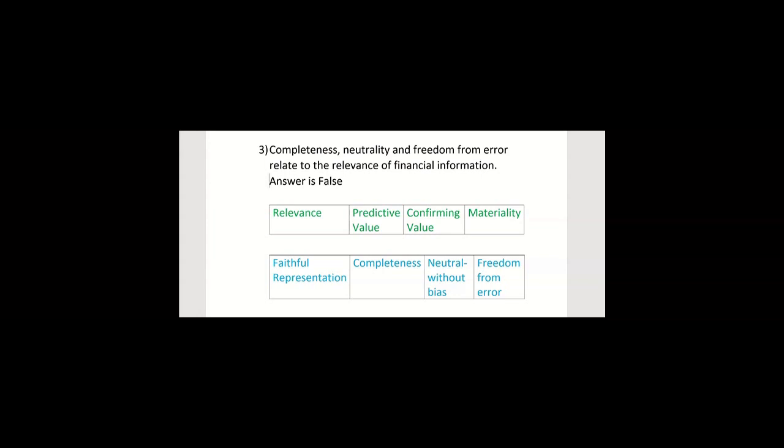So you're not only going to have to know the two primary characteristics of relevance and faithful representation, but you're also going to have to know the ingredients, the components of each one. And the components of faithful representation are completeness, neutrality, and freedom from error. The components of relevance: predictive value, confirming value, and materiality.